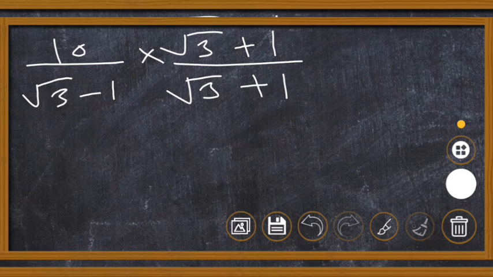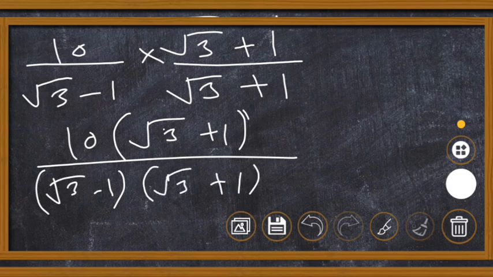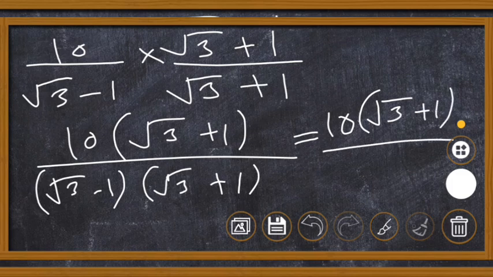So in this case, we have 10 multiplied by root of 3 plus 1 over, down there we have root of 3 minus 1, and also we multiply with the root of 3 plus 1. So you simply multiply with the opposite sign of the denominator. So this is how we go about this one. Make sure that you understand that concept. So in this case, we have 10 and then root of 3 plus 1 over. Now we can simplify the denominator.